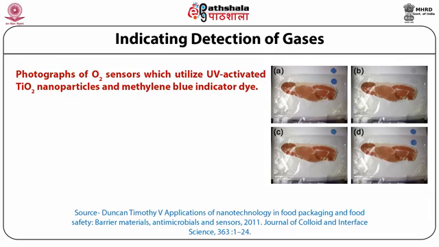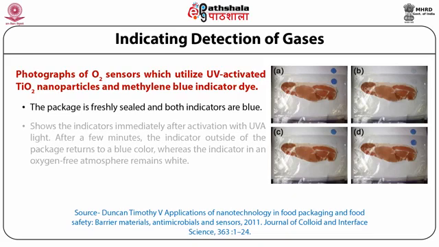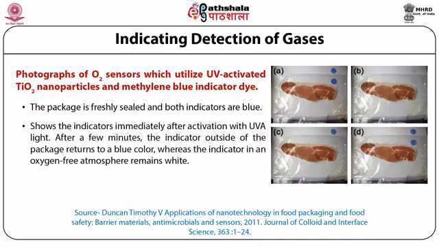In figure A, you can see two dots. These are dots of titanium dioxide in combination with the methylene blue reduction indicator dye. These titanium dioxide nanoparticles are activated in the presence of UV light. So in figure A, the package is freshly sealed and both indicators are blue. In figure B, the indicators are activated by the use of UVA light. After a few minutes, the indicator outside of the package returns to blue color as is seen in C, whereas the indicator in an oxygen-free environment remains white, which means that in C, the food is still fresh, because it does not come in contact with oxygen.